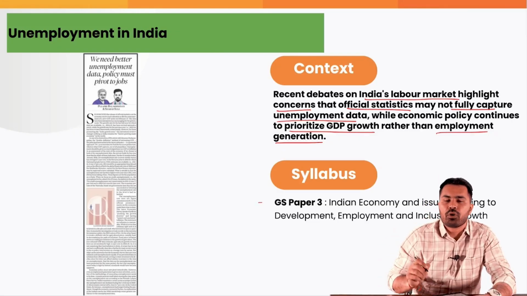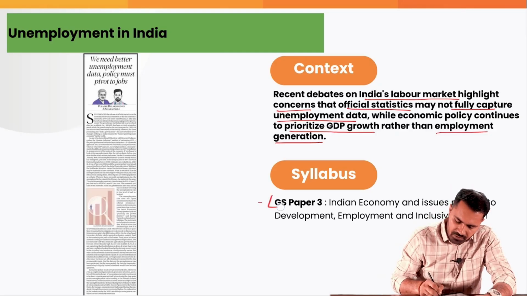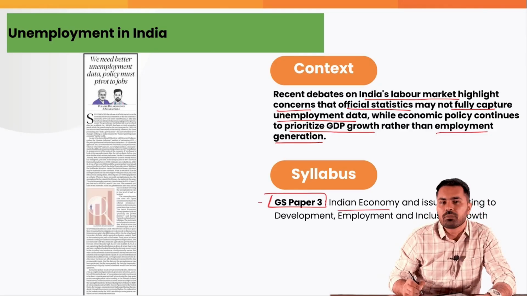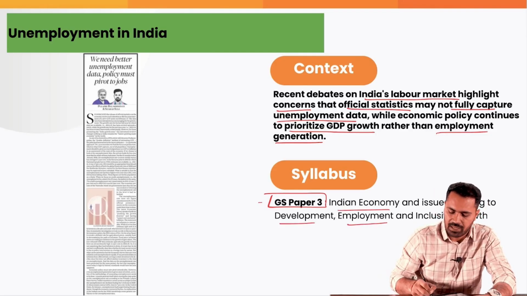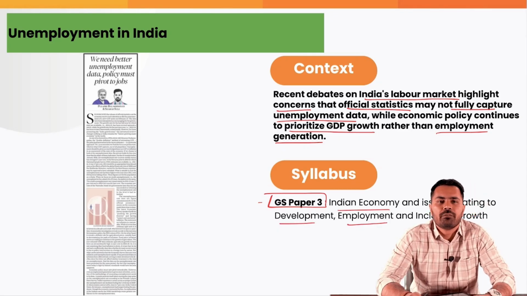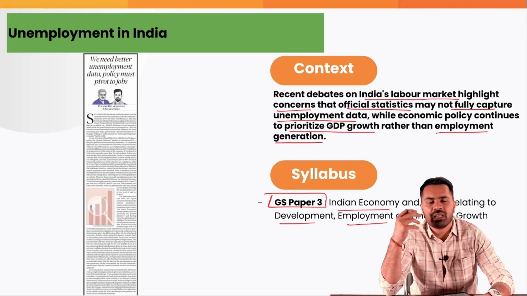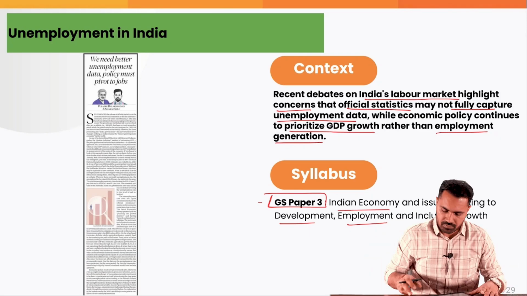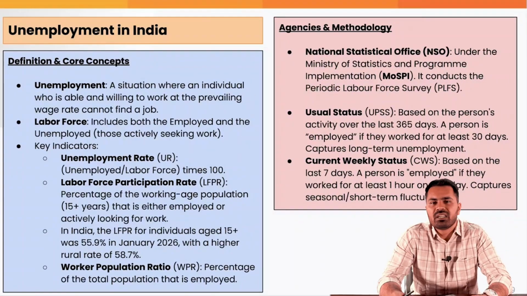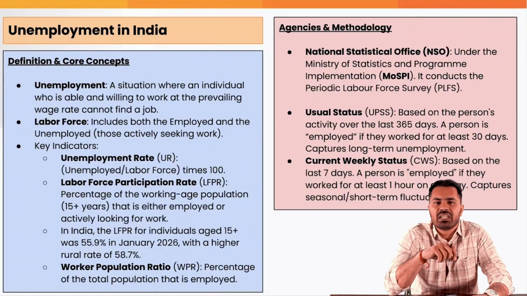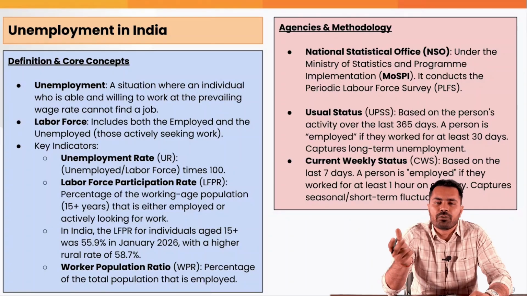Now, this topic is important for the GS Paper 3 perspective of the Indian economy, which talks about issues relating to development, employment and inclusive growth. If the GDP growth is jobless, it will not be counted as inclusive growth, because the poor will become poorer and the rich will get richer. Fine. So in this topic, we will discuss the unemployment issues in India: why they are caused, how they are calculated, who calculates them, what the reasons are, what consequences it leads to, and finally, what steps the government is taking and what the way forward is.